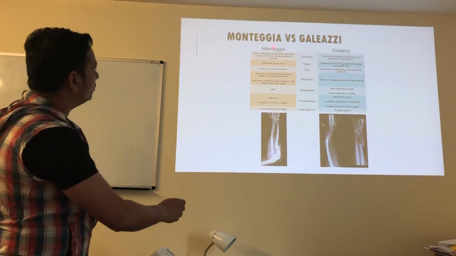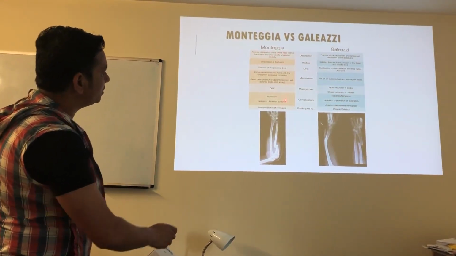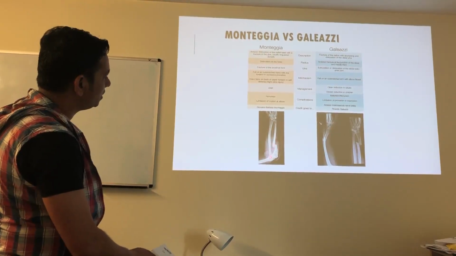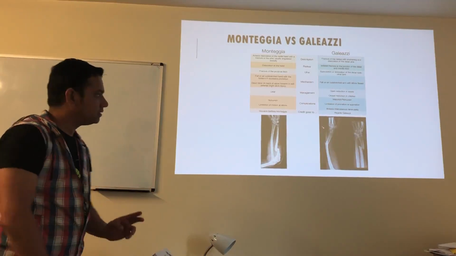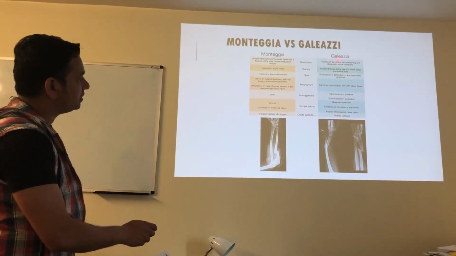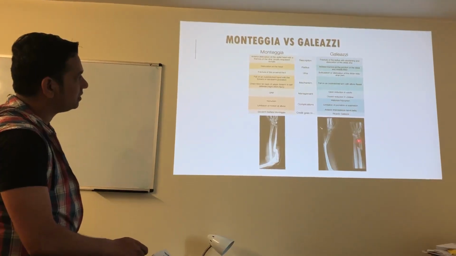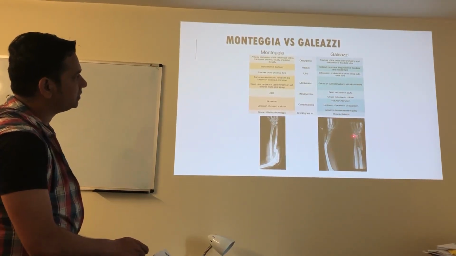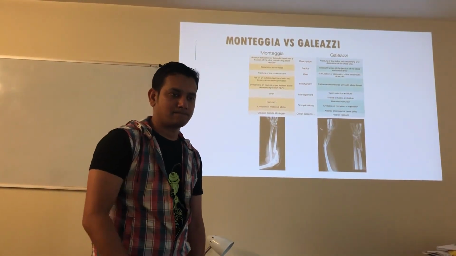So Monteggia is the ulnar fracture. The other one is the other one. Okay. So Monteggia is fracture of the ulna and anterior dislocation of radial head. Okay. Manchester United. Galeazzi is the other one. So there is a fracture of the radius and dislocation of distal ulna. Okay. Easy.